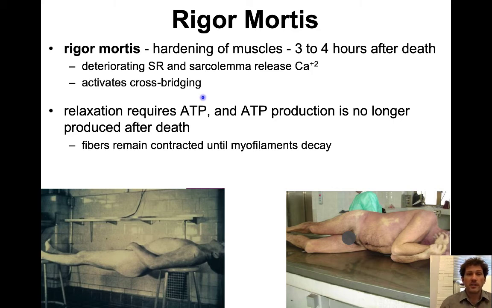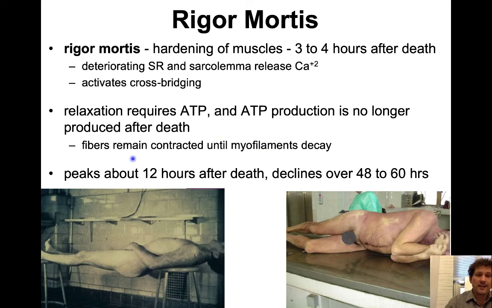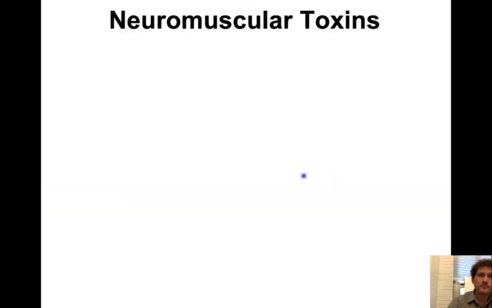And so we use up any ATP, and these cross bridges remain contracted until these myofilaments start to break down. This peaks about 12 hours after death, and then after about 2 days it declines over time.